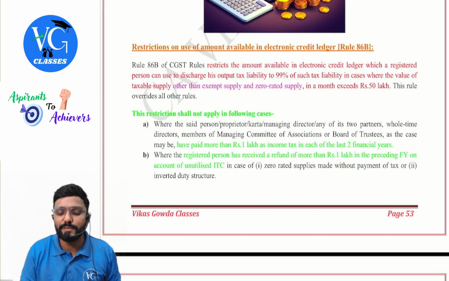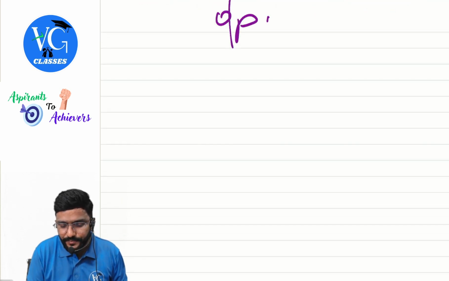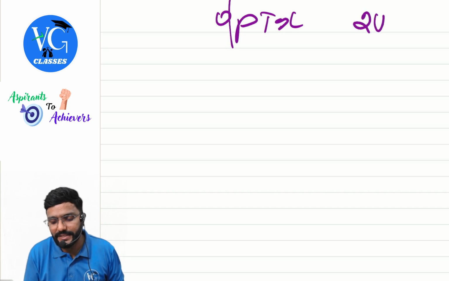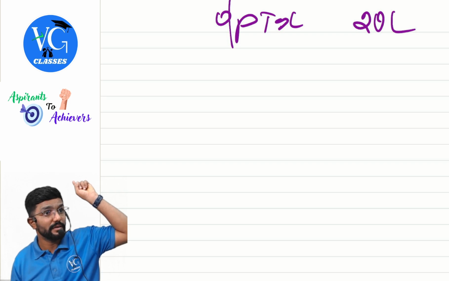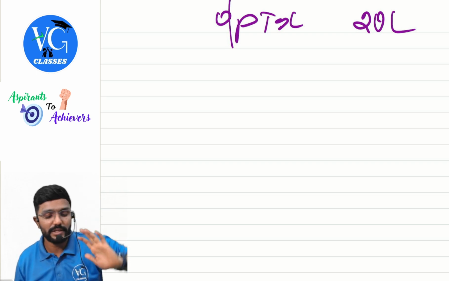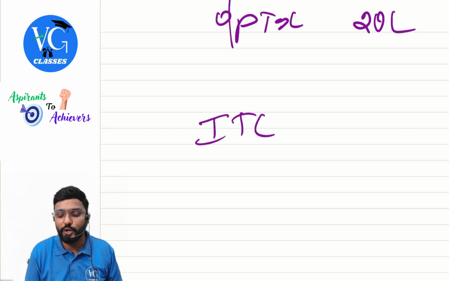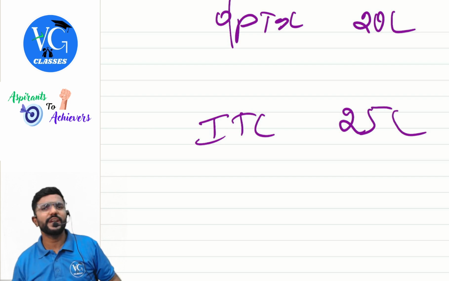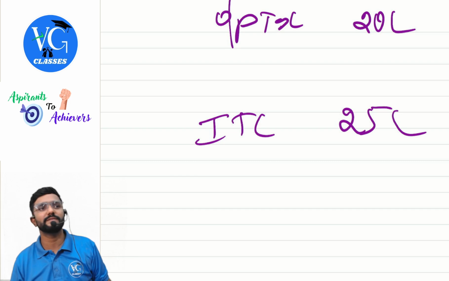Rule 86B is very simple like this, guys. Assume my output tax is 20 lakhs. Value of outward supply should be more than 50 lakh, not tax. Okay, yes, I'm talking about output tax of 20 lakh. I have ITC of 25 lakh. Can I use it fully? Normally, yes, I can use it fully. The remaining 5 lakh credit, I can carry forward.